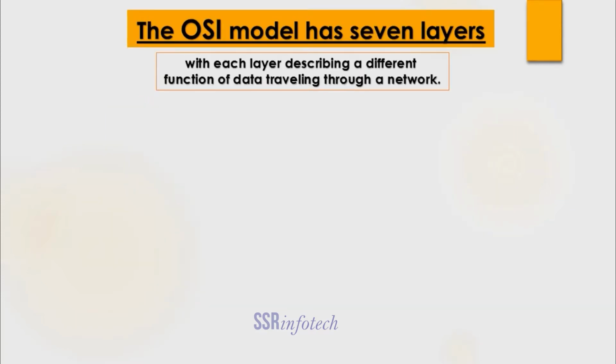OSI has 7 different layers divided into 2 groups. The top 3 layers define how the applications within the end session will communicate with each other as well as with users. The bottom 4 layers define how data is transmitted end to end. We can understand that user interact with the computer at the application layer, and also that the upper layers are responsible for application communication between hosts.